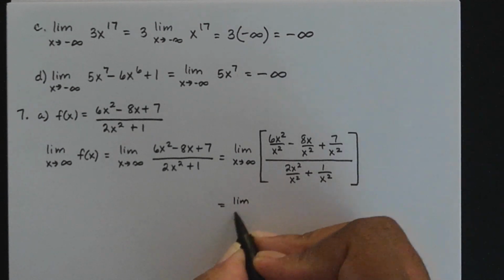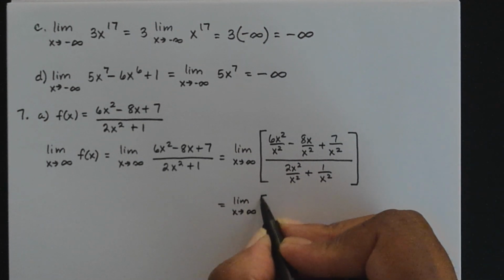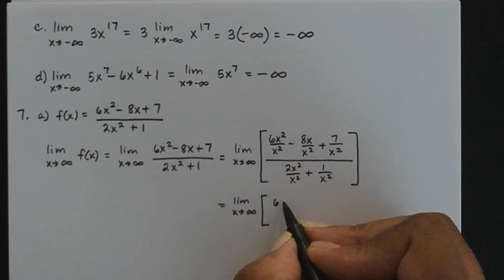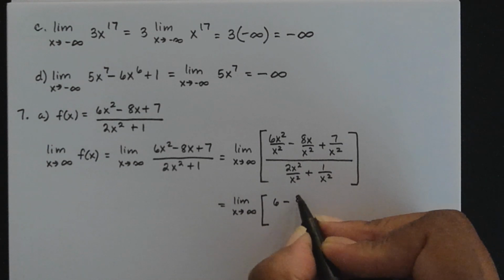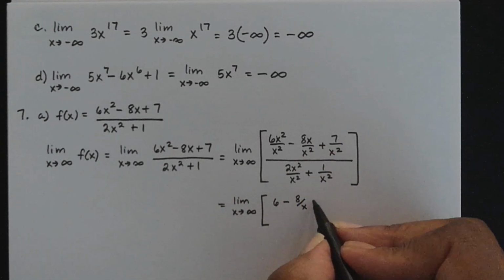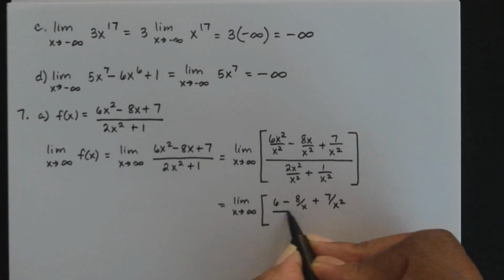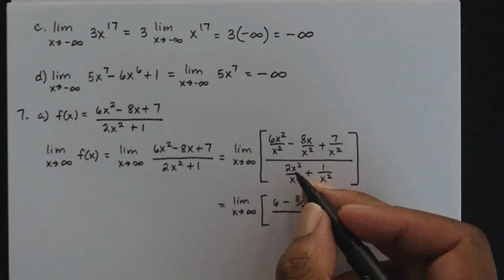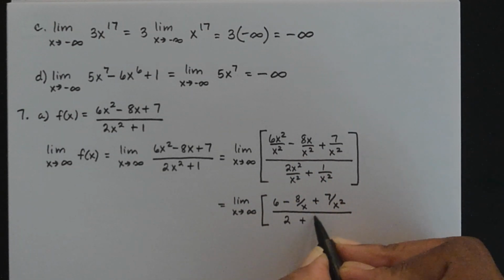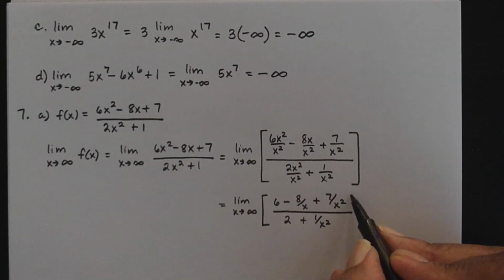Now, simplify what's inside that bracket. I'm going to bring down the limit as x approaches infinity of 6x squared divided by x squared, that's 6, minus, I have an 8 in the numerator, but one of the x's will divide out. I'll be left with an x, and then plus 7 over x squared. Divide that by 2x squared divided by x squared will leave me with 2, and the 1 would just be 1 over x squared.